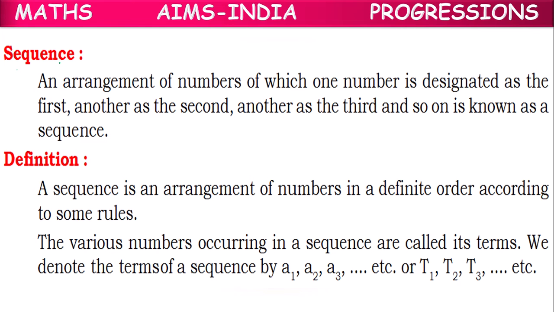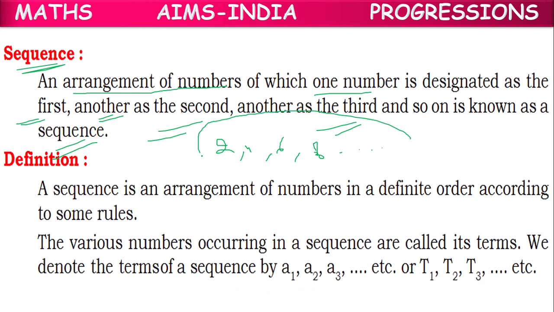Here, sequence means an arrangement of numbers. One number is designated as the first, another one is designated as second, the next one as third, and so on. This is known as a sequence. Like 2, 4, 6, 8, and so on. This group of numbers is called a sequence.